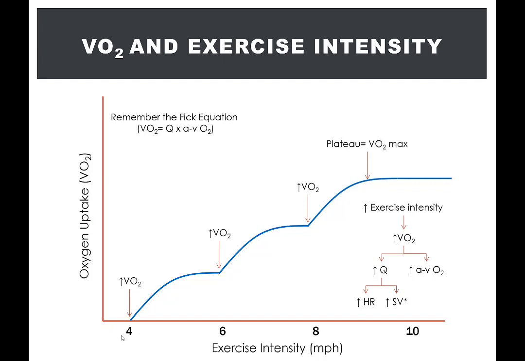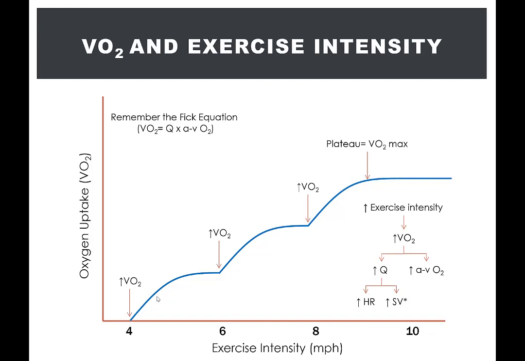Now, as you go from rest, you start your first stage. And that first stage, let's say, is a 4 mile per hour run. So as you can see, at 4 miles per hour, you know that your cardiac output and your AVO2 difference is going to increase. Your heart is going to pump out more blood per minute, and your muscle cells are active now, and it's going to take up more of that arterial O2. So we know that based on the Fick equation, VO2, oxygen consumption, is going to increase. Now it's going to increase gradually.